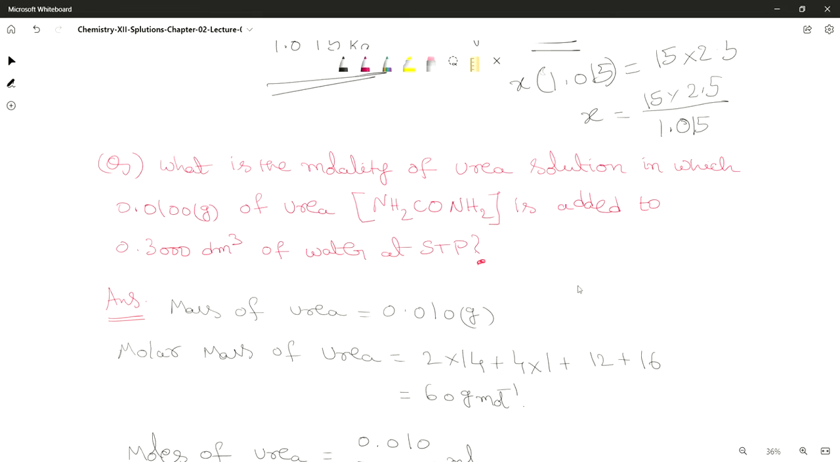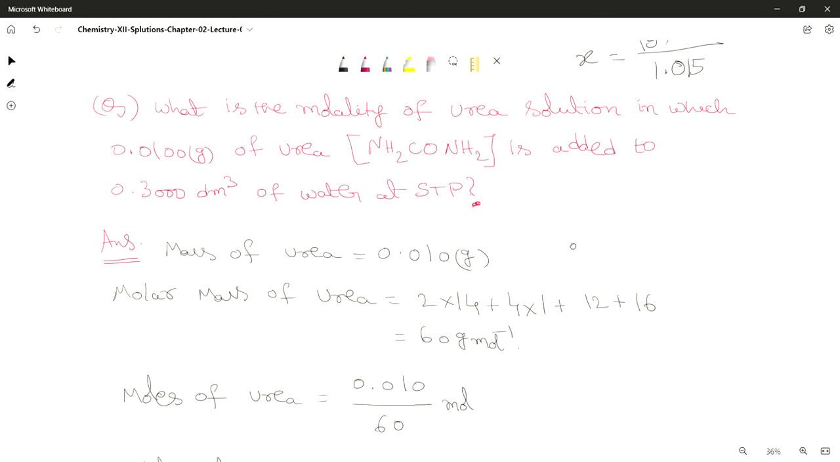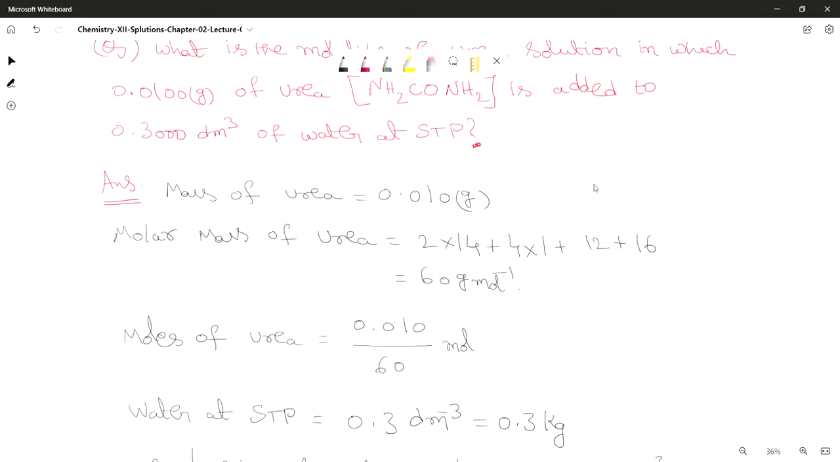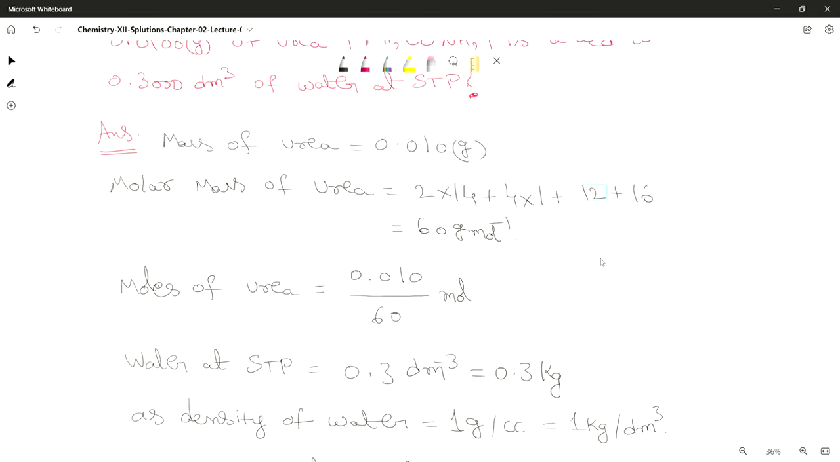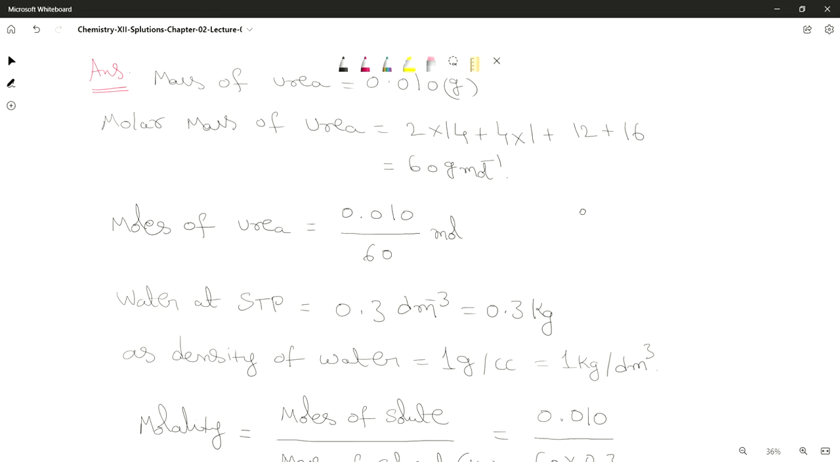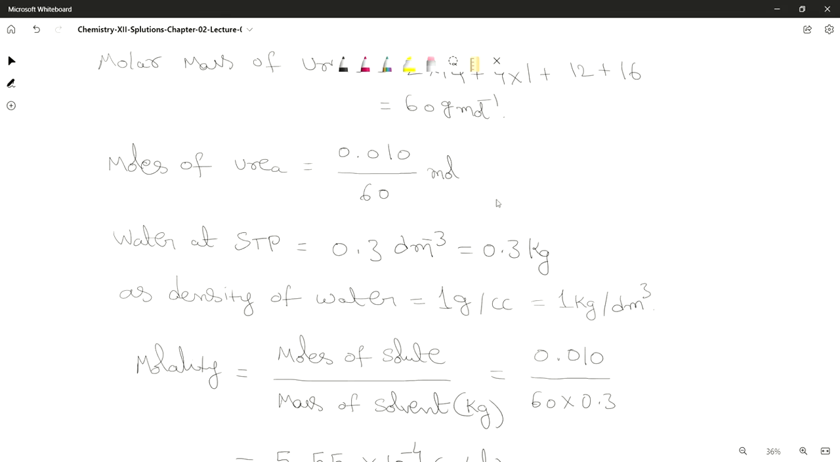What is the molality of a urea solution in which 0.0100 grams of urea, NH2CONH2, is added to 0.3 decimeter cube? That in decimeter cube is nothing but liters of water at STP. So mass of the urea is 0.01 grams, and molar mass of urea you can calculate for NH2CONH2, this much. So this is 60 gram per mole, and the moles of urea is the weight of urea divided by gram molecular weight.